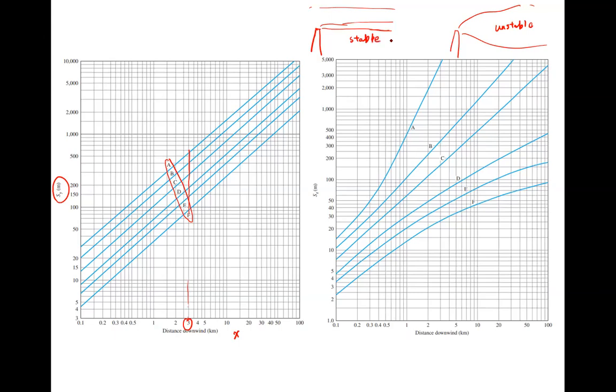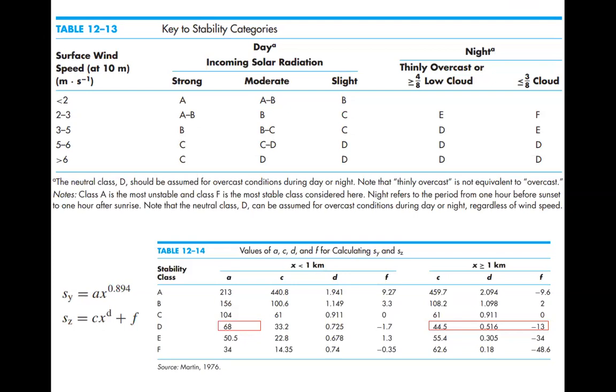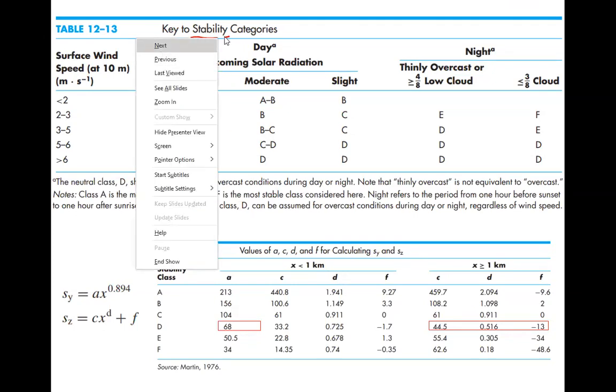So if we look at this graph here, the unstable condition will be the A condition, and this is going to be the stable condition, right? You have smaller Sy and Sz. So the category that we're looking for should depend on the weather condition. It says that it's an overcast summer afternoon, right? So you can find out the category of the stability based on this table here.